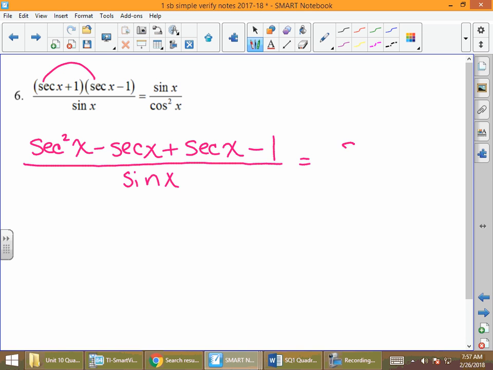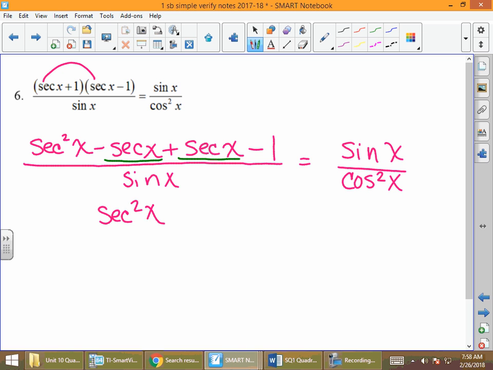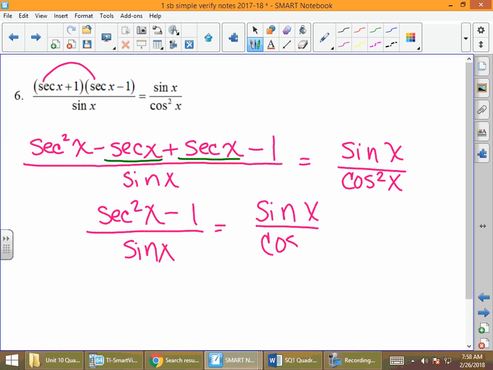And again, what we're trying to turn this into is sine of x divided by cosine squared of x. And remember, we only pick one side, and we only use one side to turn it into the other side. Well, next thing that I notice is we've got minus secant x and plus secant x, and those two values are opposites and therefore cancel out, and we have secant squared of x minus 1 divided by sine of x. Again, we're trying to turn this into sine of x divided by cosine squared of x.